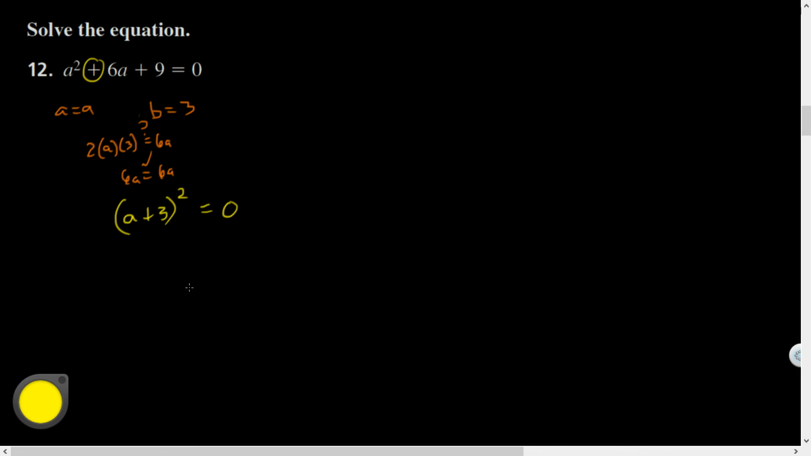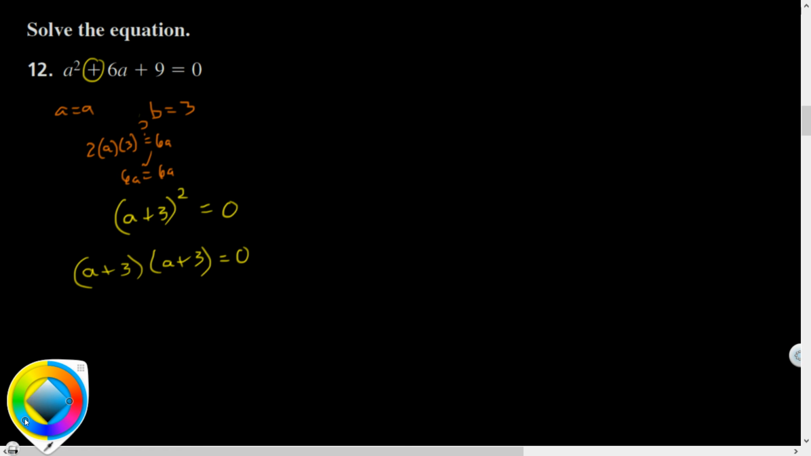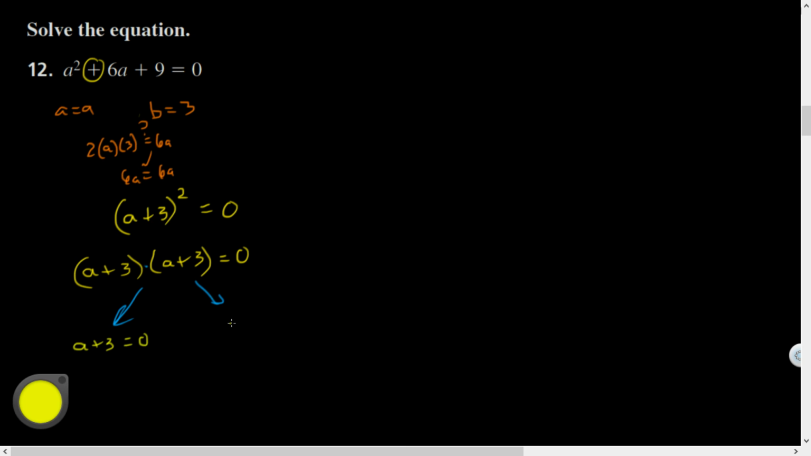Now, what does it mean to square something? It means to multiply it by itself. So I want to point out that's the same. You don't have to write this step, but that's the same as A plus 3 times A plus 3 equals 0. And then according to the zero product property, because these two things multiply to be 0, either A plus 3 equals 0 or A plus 3 equals 0. Those are definitely not the same. And then I solve, and I really only have to solve one because hopefully you realize those are the same. And so this one actually only has one solution, which is interesting.